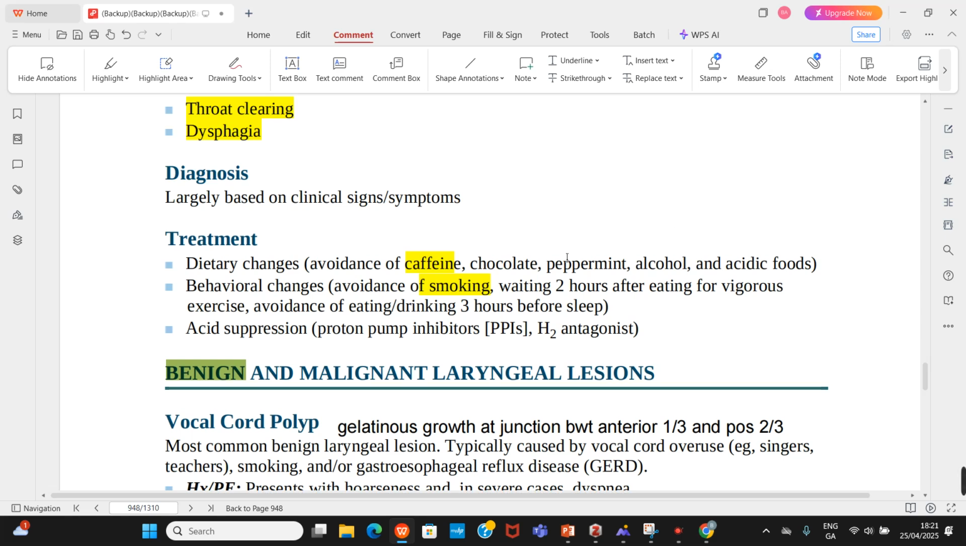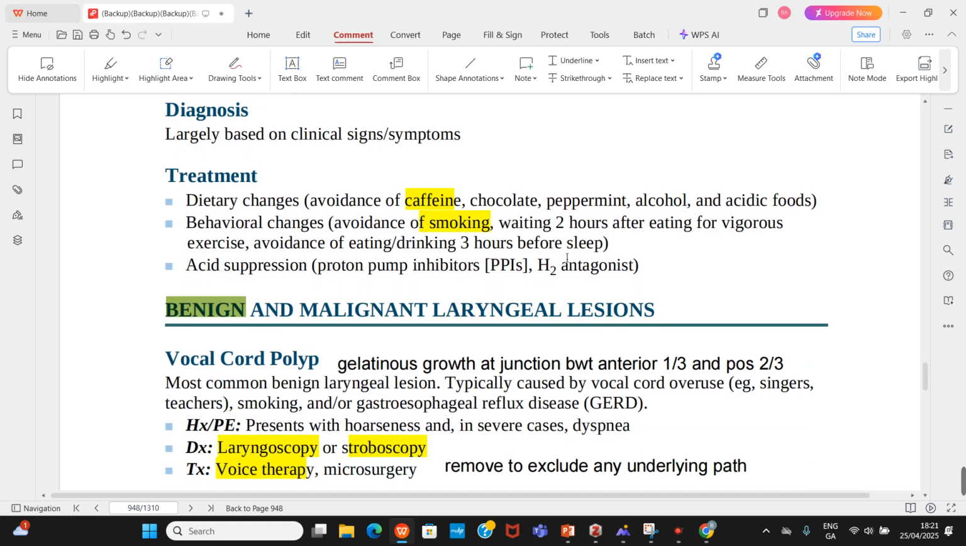So behavioral changes too. Tell them to stop smoking, because smoking also increases the risk. And when they eat, tell them to wait about 2 hours before lying down. They should not exercise after eating. So don't eat shortly before sleeping. You can also give PPIs or H2 antagonists to reduce the acid.